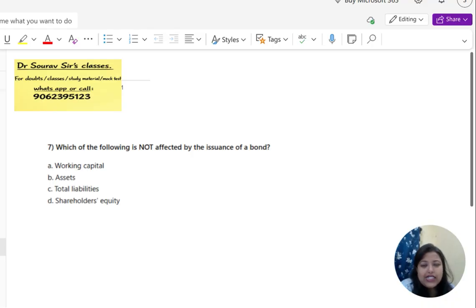And we will start with this question. This is a very easy question, and we will just do it in a whisker. Which of the following is not affected by the issuance of a bond? Working capital, assets, total liabilities, shareholders equity. Learn it, try to do it.